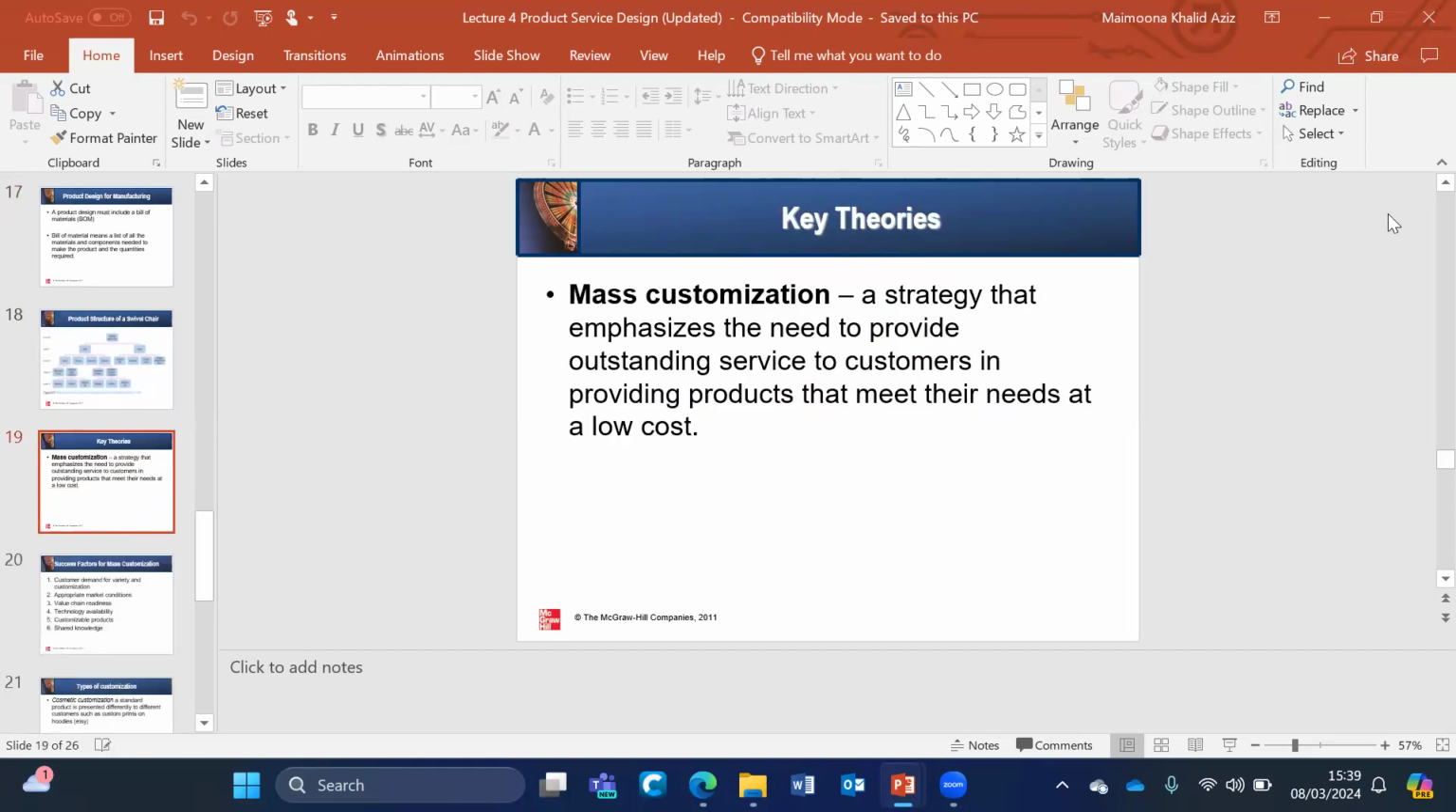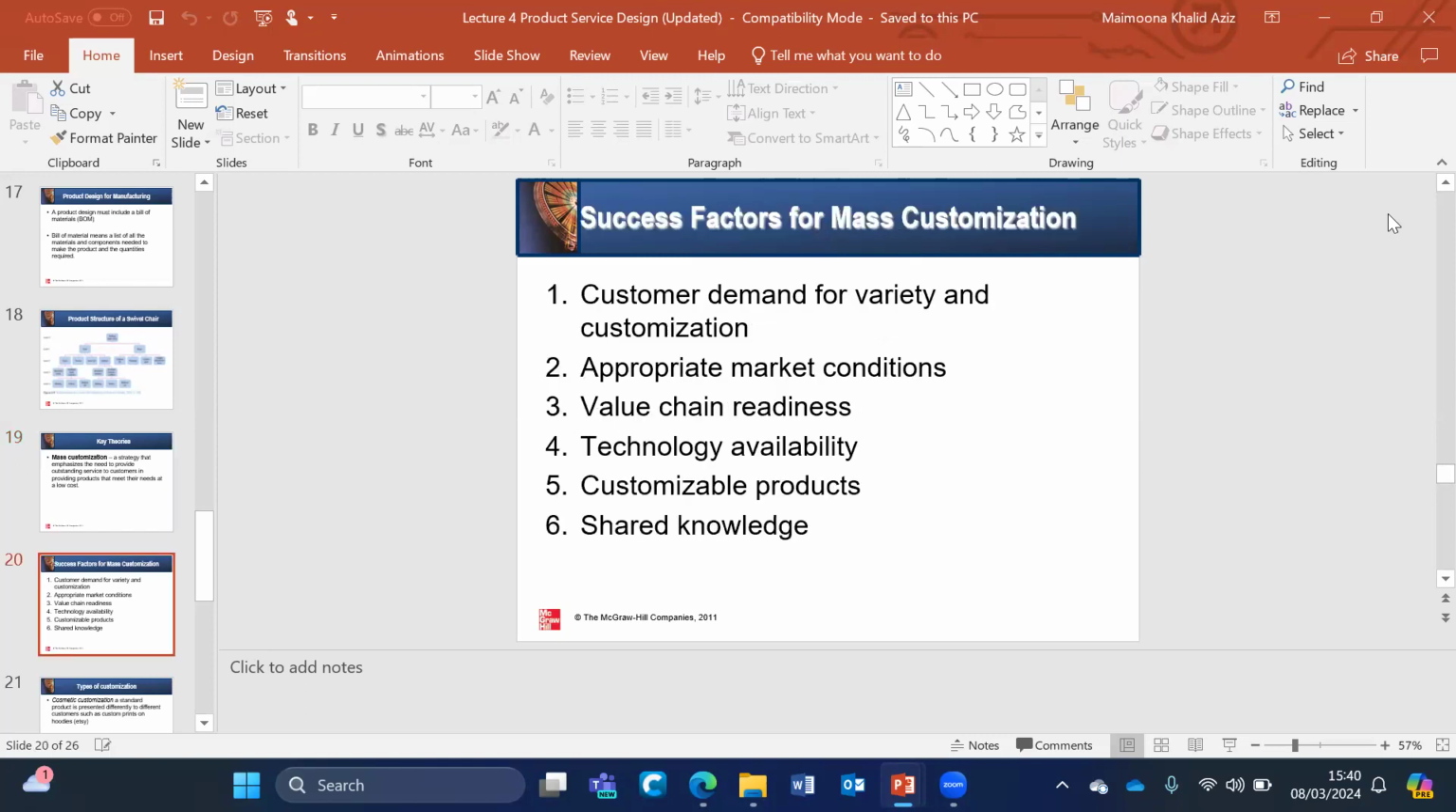Okay, now we move on to a key theory, which is mass customization. This refers to a strategy where it's emphasized that these days there's a need to have outstanding services to the customer, and their needs should be met, but it should be done at a lower cost. Now, the success factors for mass customization are customer demand for variety and customization. So there's a lot of demand in the market for those things. Also appropriate market conditions, value chain readiness, technology availability, customizable product, and shared knowledge.